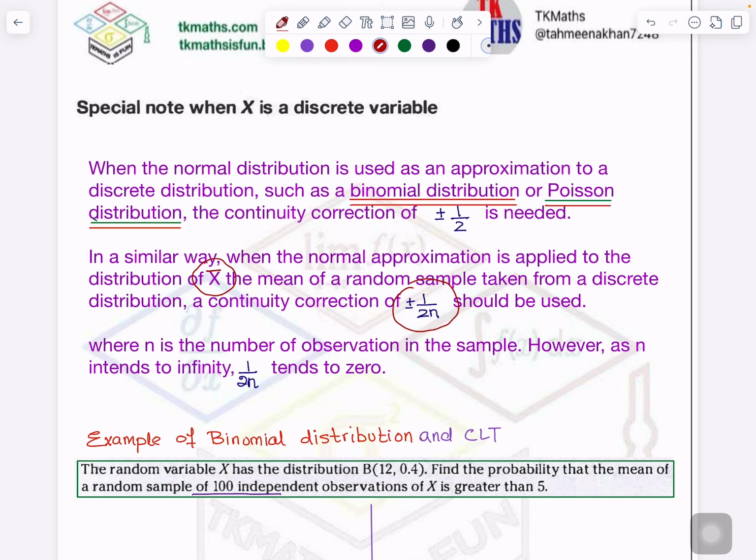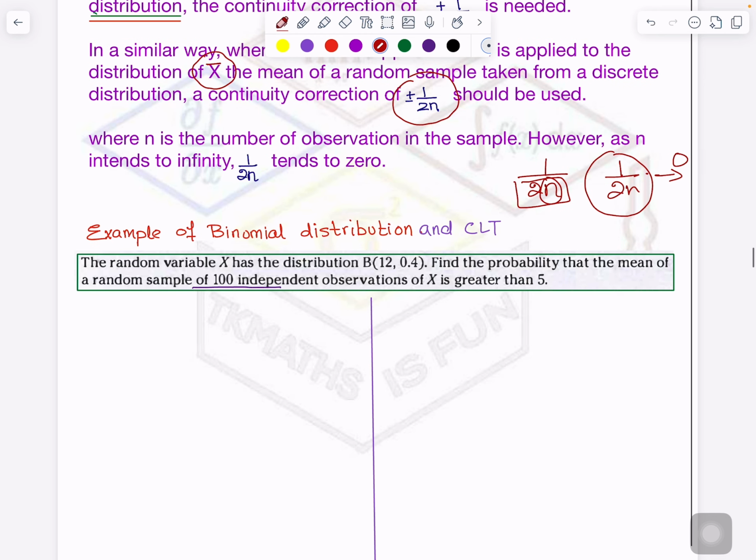But at the same time, you know that for CLT we take a larger sample. So if n keeps increasing, what will happen to the denominator? The denominator will get very big, and 1 divided by a big number will approach 0. So that's why it can be ignored. You cannot use continuity correction because the impact will be very, very small. So now let's see the question.